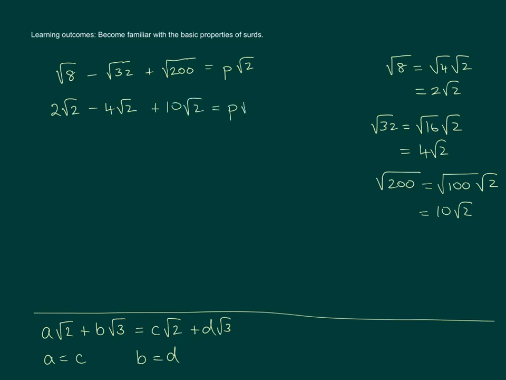And that must equal p root 2. So on the left, 2 root 2 minus 4 root 2 plus 10 root 2 is 8 root 2. Again, think of 2x minus 4x plus 10x equals p times root 2, then p must equal 8.